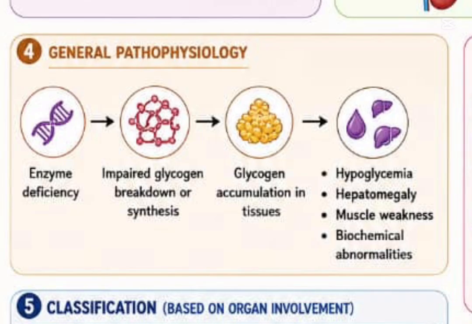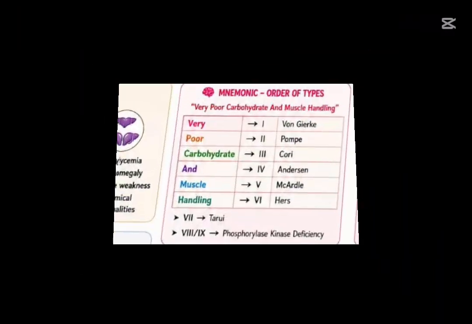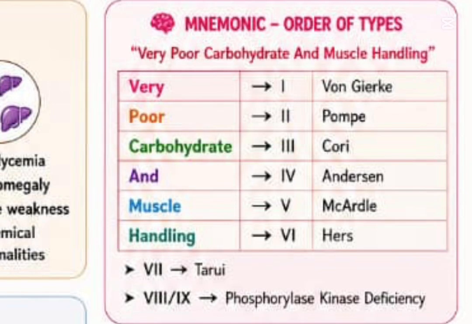Yeah, so this one is very simple. Mutation in the gene that codes for the enzymes, absence of the enzymes, impairs glycogen metabolism, accumulates glycogen, and does what? Causes various symptoms which we have discussed. So now how can we remember the types of GSDs? Types of glycogen storage disease.